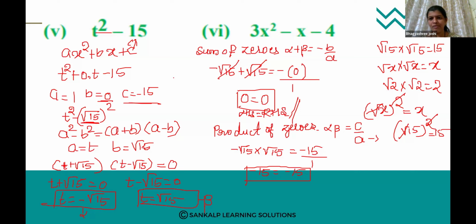Sum of zeros, alpha plus beta equal to minus b by a. So 0 equal to 0. Product, alpha into beta equal to c divided by a. So minus 15 equal to minus 15. Here also both values are same. Right? Okay.